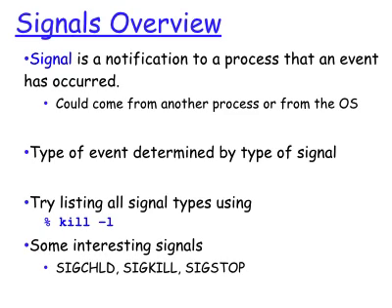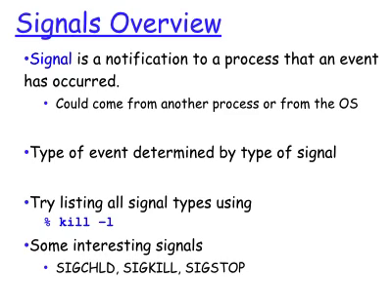There are lots of different types of signals. You can list them all using the command kill -l. Kill is a legacy Unix terminology for delivering a signal to a process. It doesn't actually kill a process unless the signal type is SIGKILL.